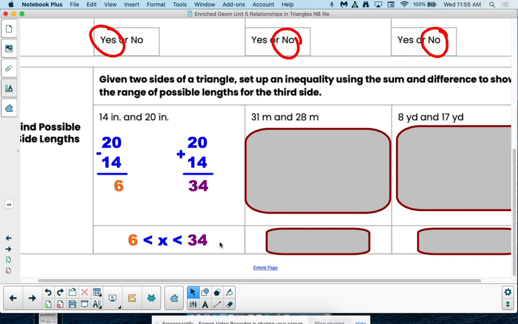It has to be between 6 and 34. It can't be 6 or 34, but it has to be between those two numbers. So you should write it as an inequality like that. To change your answer, if you don't have it written like that, that's the correct way. Then go back and fix the other two if you haven't done those ones yet.